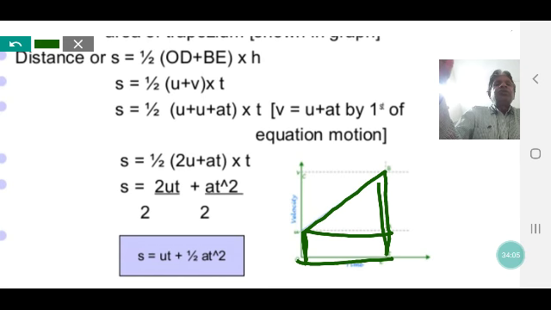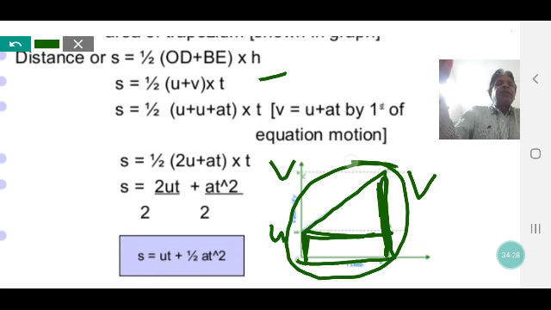It is half into the sum of the parallel sides, and the distance between them is h. Here h is represented by time, OD is represented by U, and the other parallel side is represented by V. Now we can easily find the area of the trapezium under the velocity time graph. Now S is equal to half into (V plus U) into T.